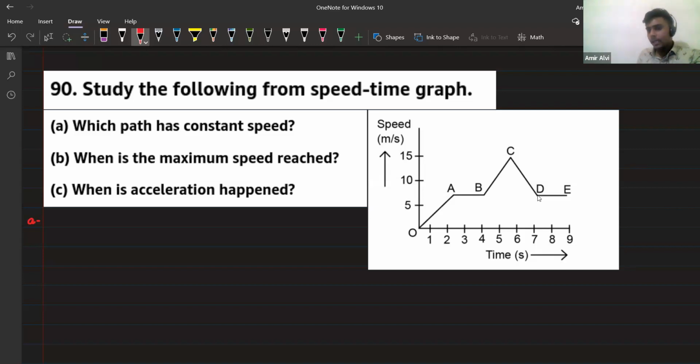And again, from point D to E, the car has gone with constant speed, right? So first of all, we have to find which one is the constant speed. As you can see, A to B, the line is parallel, the time is passing, but the speed is not changing. And D to E, the time is passing and the speed is not changing. So A to B and D to E are the paths in which there is no change in the speed, right?